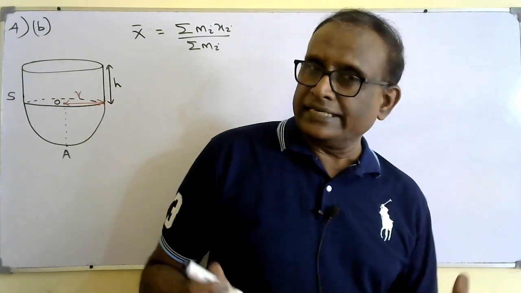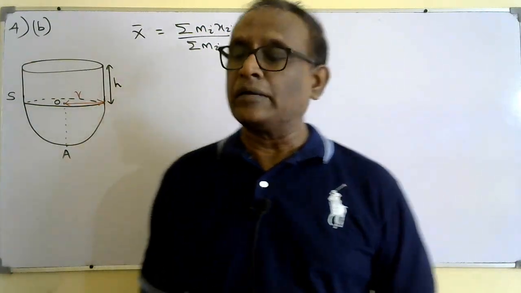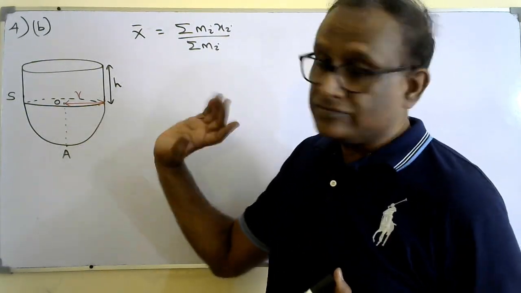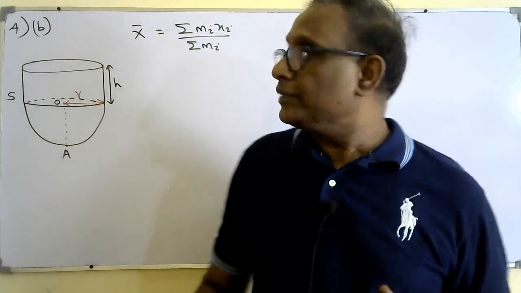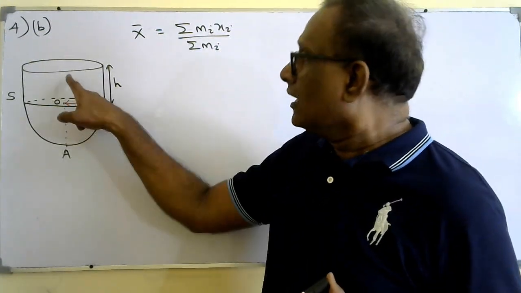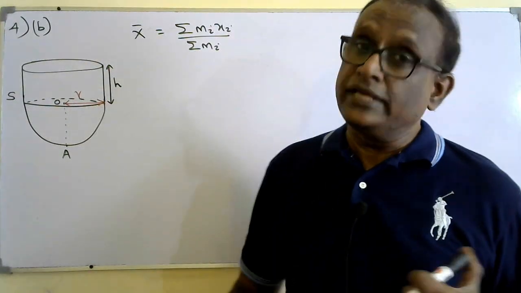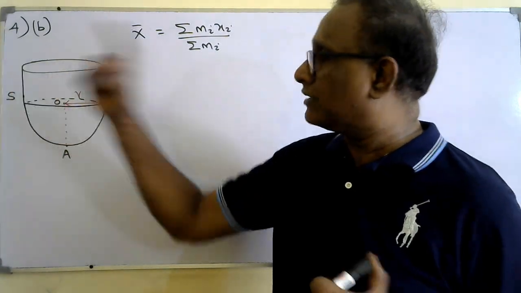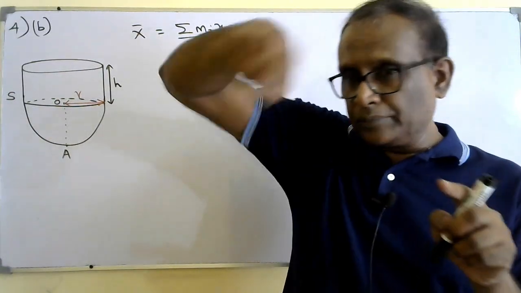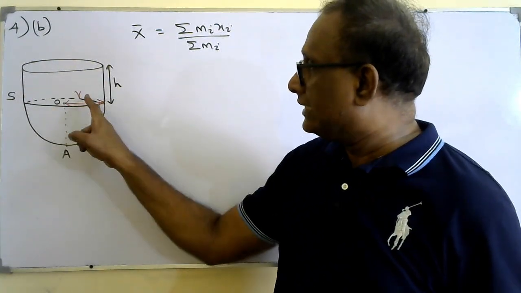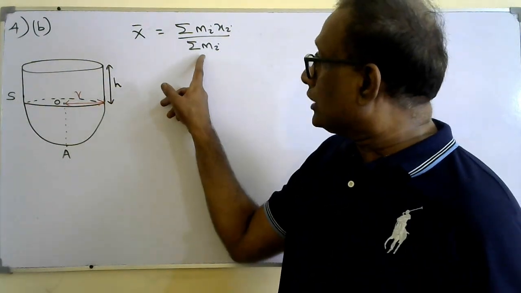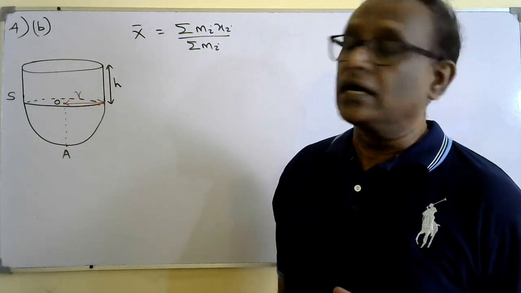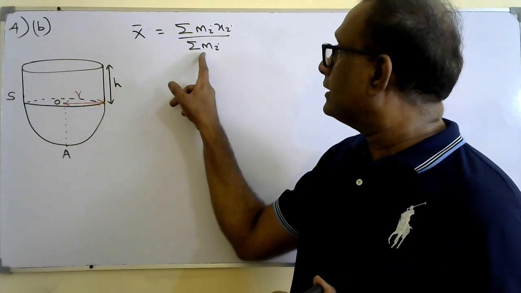Both are made of the same material. That is not mentioned, but we have to take it that way. So the density is rho. We know the volume of the hemisphere is 2 by 3 pi r cube, into rho is the mass of the hemisphere. For the solid cylinder, the volume is pi r squared h. Pi r squared is the area of the circular portion, into h is the volume of the cylinder, into density. So we can find the total mass of S as mass of hemisphere plus mass of the solid cylinder. So that is going to be sigma mi.